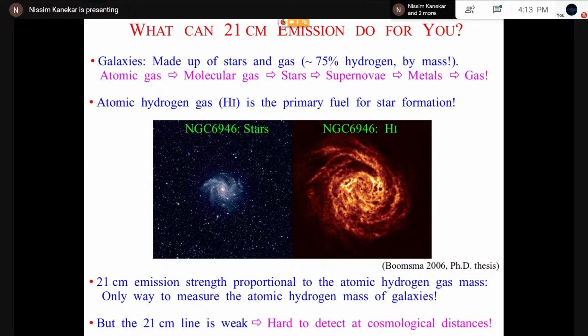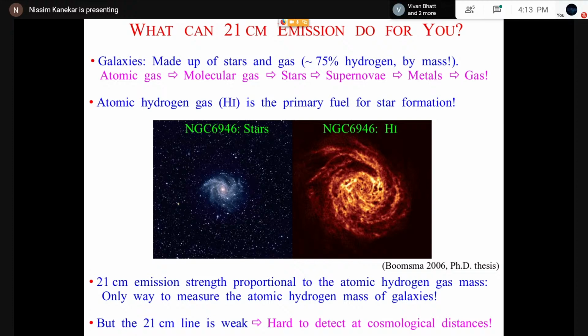And unsurprisingly, that image that you see on the right is made with the 21 centimeter line. That is the primary tracer of atomic hydrogen in the universe. In fact, the 21 centimeter emission strength, the strength of the signal, is proportional to the atomic hydrogen gas mass. We know the proportionality constant. And this says that if I want to measure the atomic hydrogen mass of a galaxy, I just need to measure the 21 centimeter signal from that galaxy. And that's it. This is in fact the only way to measure the atomic hydrogen mass of galaxies.